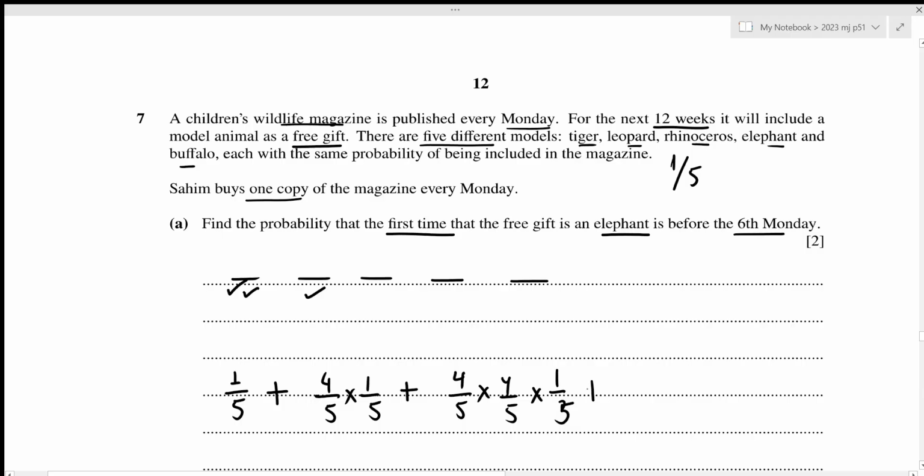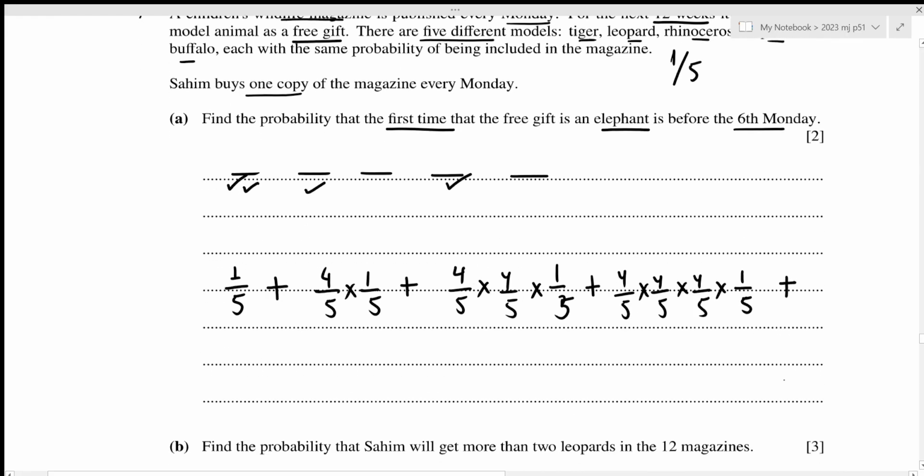Finally, the probability of elephant in the third week, that's 1 by 5. We repeat the same process for the first time in fourth week. So that's 4 by 5, 4 by 5, 4 by 5, which is not getting an elephant in the first 3 weeks and finally getting an elephant in the fourth week. And the last scenario is when he gets an elephant for the first time in the fifth week. So that's 4 by 5 times 4 by 5 times 4 by 5 times 4 by 5, the probability of not getting an elephant in the first 4 weeks, multiplied by 1 by 5, which is the probability of getting the elephant in the fifth week for the first time.